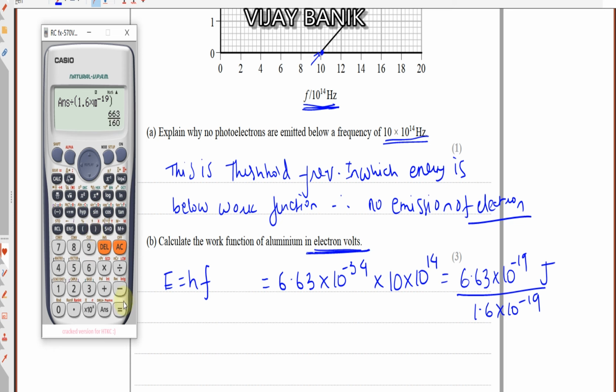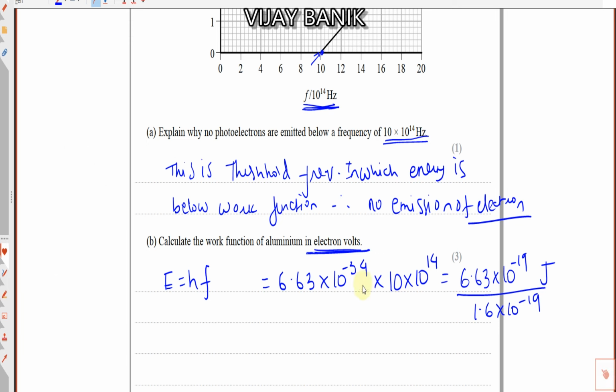I hope this is correct. So it's around 4.14, three significant figures I took. Everything is in two significant figures, so let me just take 4.1 electronvolts. Okay. Let me check the mark scheme.